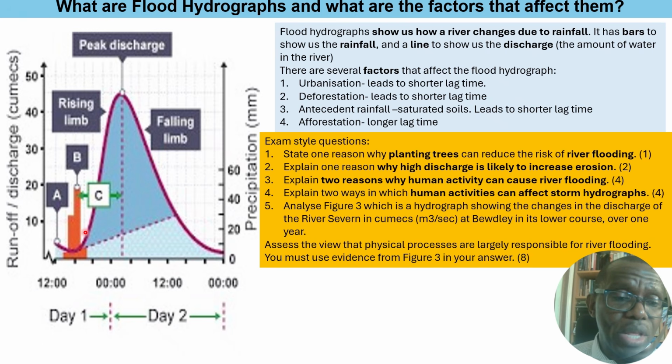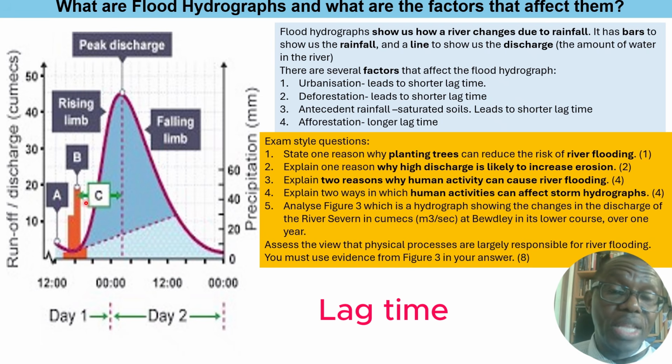And then the other thing that is important to mention is the difference between the peak rainfall, which is B here, and the peak discharge, which is here. That time difference between the peak rainfall and the peak discharge is referred to as the lag time. Now, the shorter the lag time, the more likely that river is going to flood. And the longer the lag time, the less likely the river is going to flood.